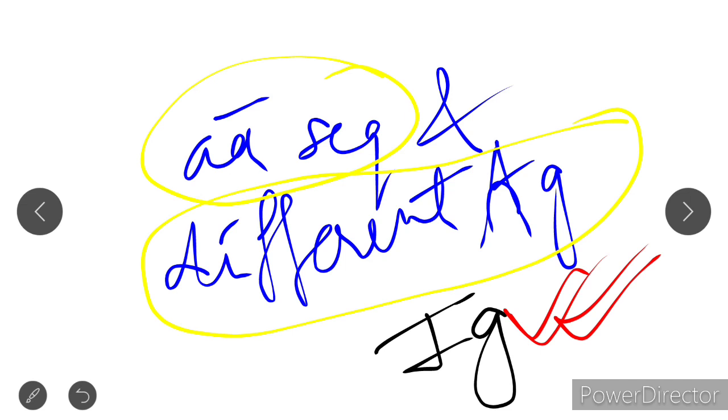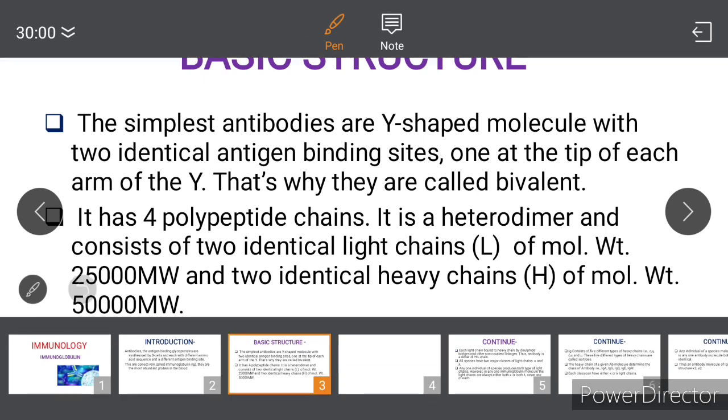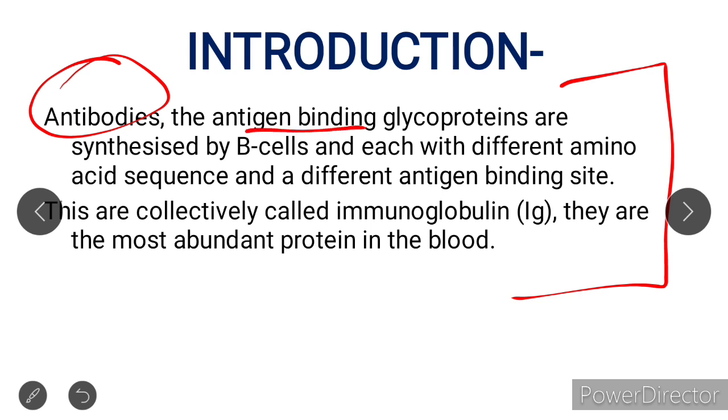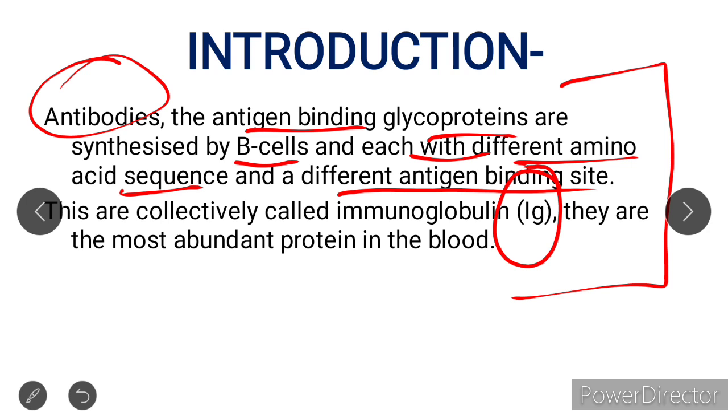Now move to the next topic. These antibodies are basically Y shaped. Here I have written down what I taught you on this slide. Antibodies are antigen binding glycoproteins synthesized by B cells, each with a different amino acid sequence and different antigen binding site. These are collectively known as immunoglobulin, and these are the most abundant protein in the blood.